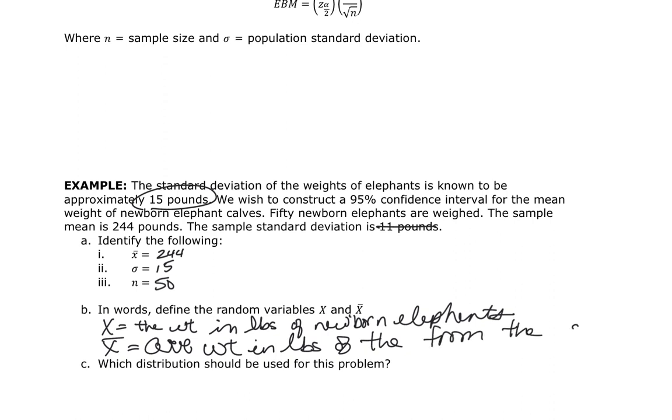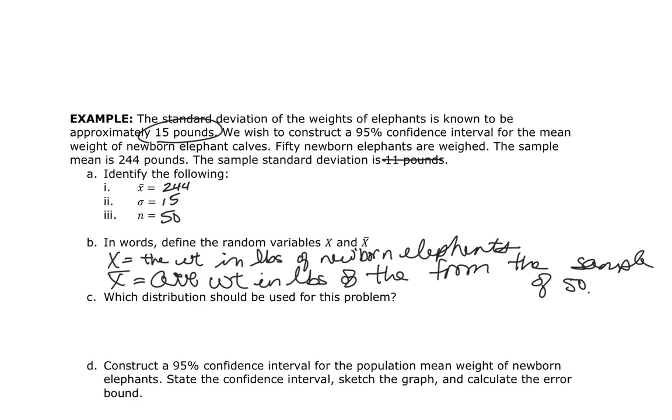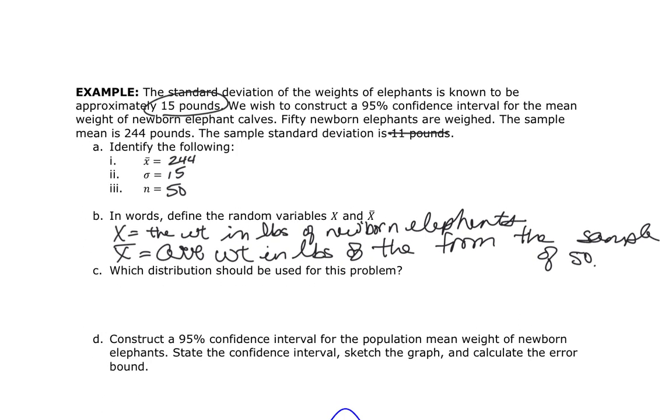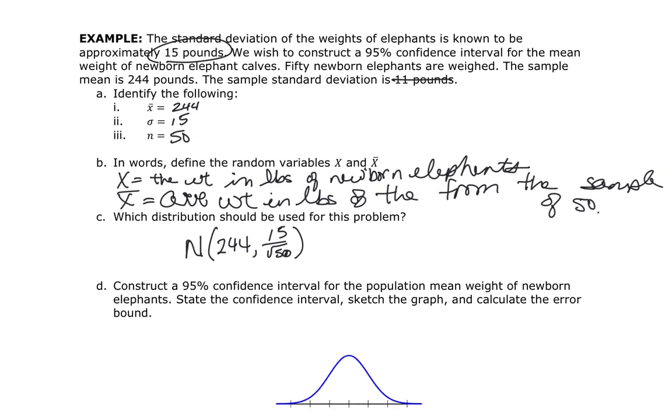And we have a sample of 50. Which distribution should we use? Well, we are going to use a normal distribution. 244 will be the mean that I'm going to use, and my sigma, which is 15, divided by the square root of n, which is 50. So that's my standard normal.